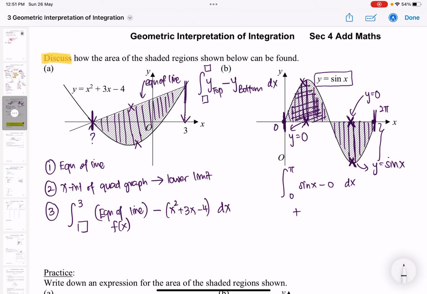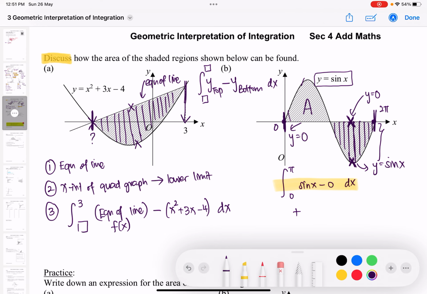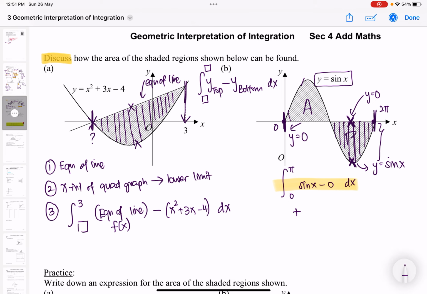That will give us the first shaded region. Maybe let me call this region A. So this first portion here will give us the area of region A. Now, how do we find the area of the second region? Let's call this region B. Now, if you recall, the properties of the sine graph are such that region A and region B are going to be identical. So, of course, what we can do is just times 2 to this integral. That will give us the total shaded region.